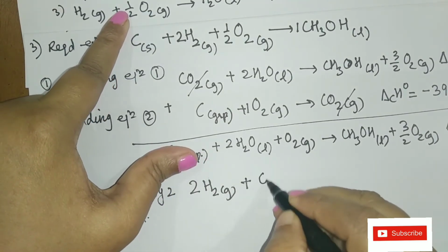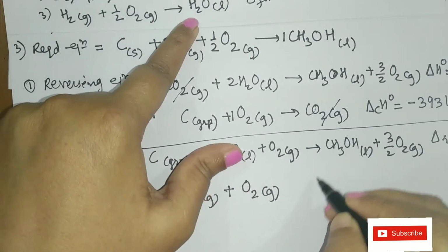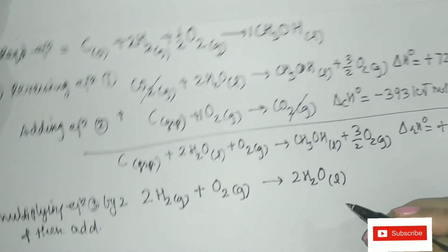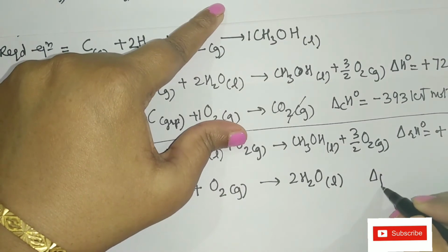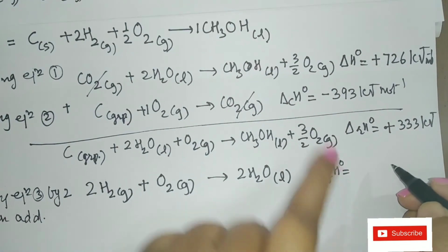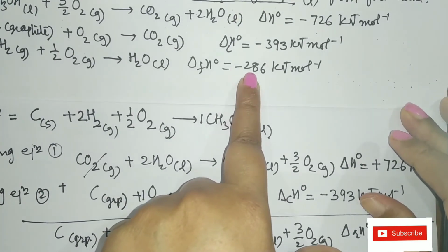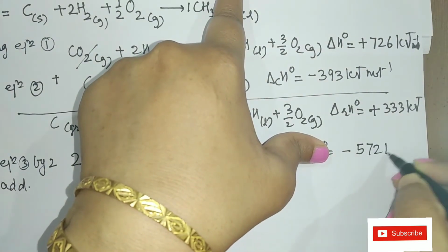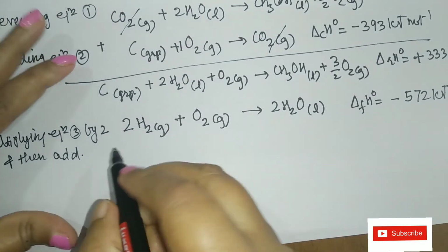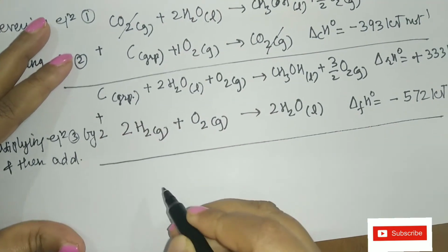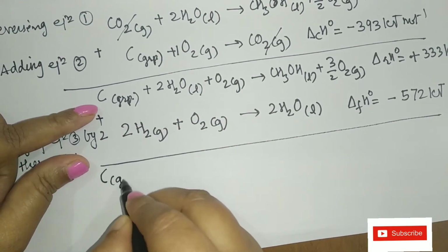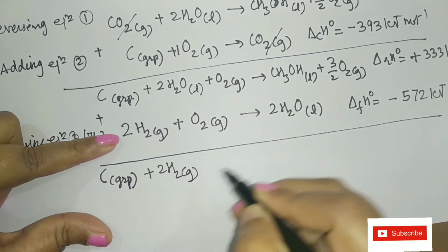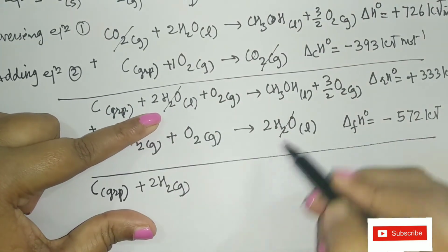So it will become 1. So it will be O2 gas gives 2H2O liquid. So this is what I got. Next, the enthalpy also, I will multiply by 2. So it will be minus 286 into 2. So this will give me minus 572 kJ. So I got this. Now let us add it. After adding, let us see what you get. Carbon as it is, I will get graphite. Come to hydrogen, it will be 2H2 gas. Now this water and this water will get cancelled.